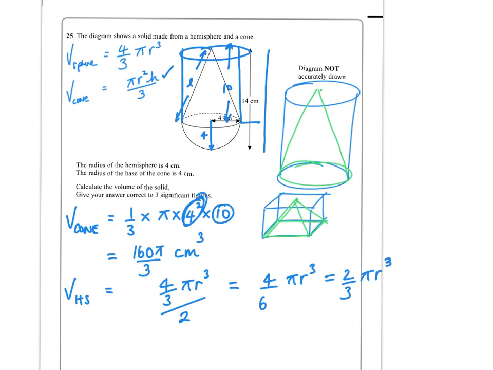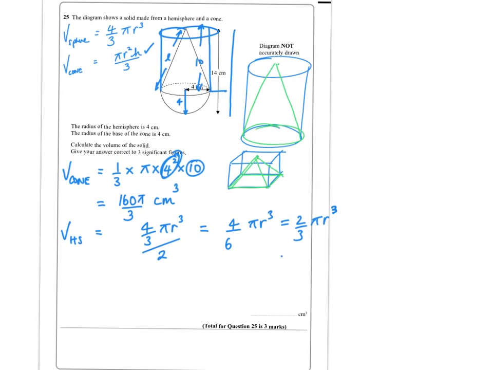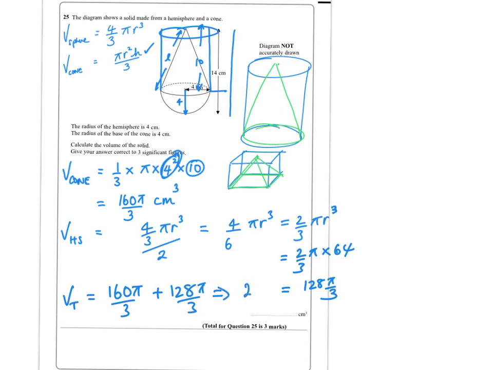Of course, you might be cutting corners and putting stuff on the calculator. That's absolutely fine. So let's see what this would be if I put the numbers in. It'll be 2/3 of pi times the radius. Well, the radius of the sphere is 4, so it'll be 64. So I will get 128 pi over 3. So the volume altogether would be 160 pi over 3 plus 128 pi over 3, which works out to be 288 pi over 3.